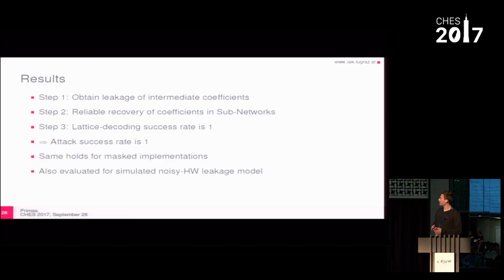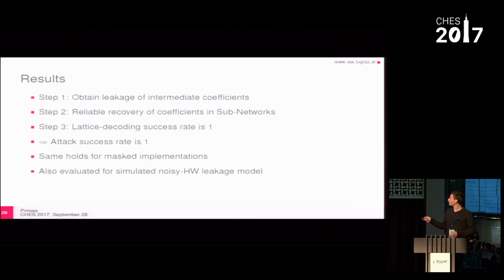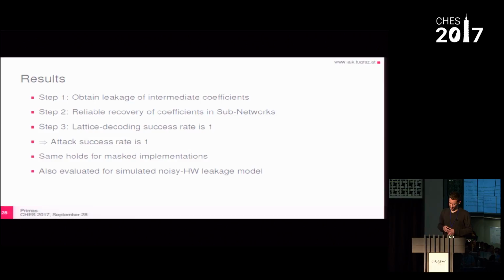In step three, we then show how we can brute force more or less the rest of the coefficients that we could not recover by using the belief propagation, in an efficient way. Since the recovery of the 192 coefficients in step two has a probability of 1, and the decoding step then also has a probability of 1, we can basically conclude that the attack, at least in our scenario, also has a success rate of 1. And as shown, this also holds for masked implementations.